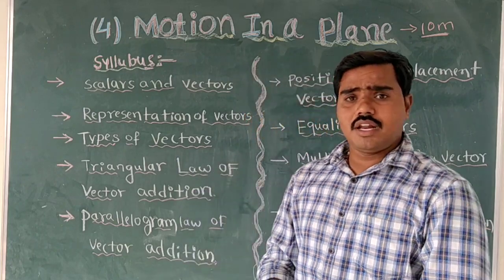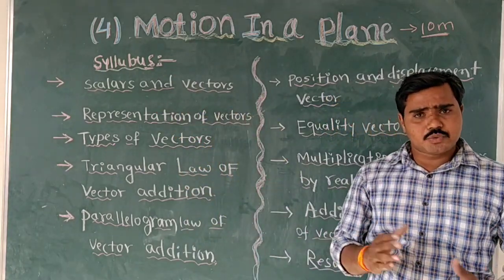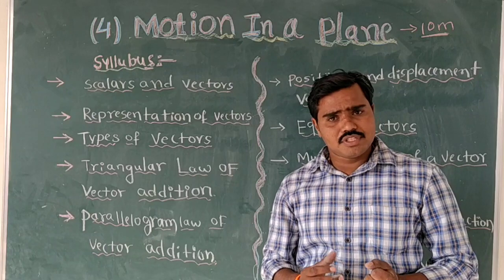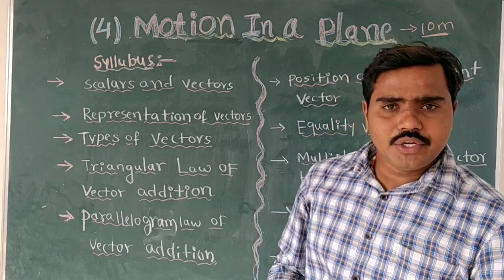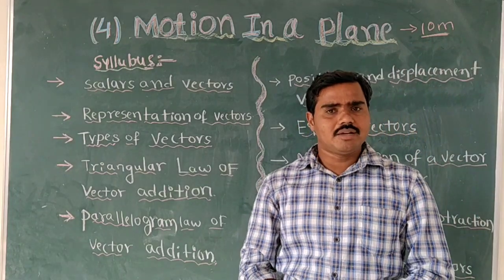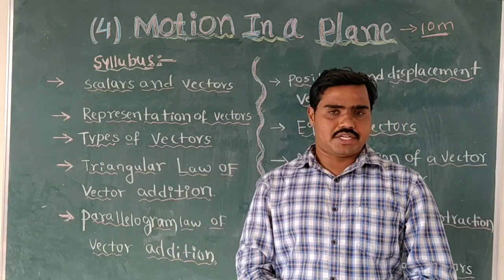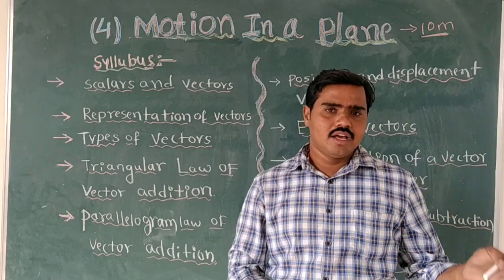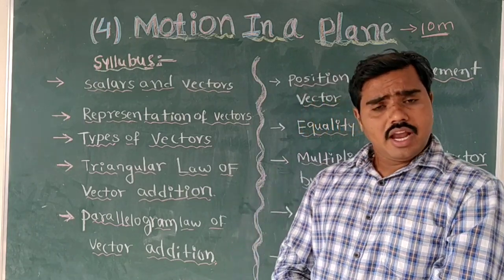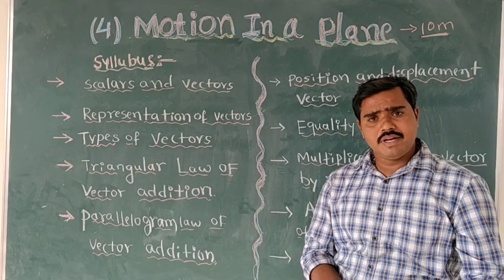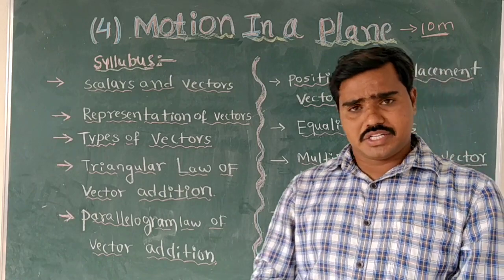In this chapter, mainly we are studying scalars and vectors. Already I explained this one. What is the meaning of scalar and what is the definition of a vector? A scalar is a physical quantity having only magnitude, no direction. A vector quantity is a physical quantity having both magnitude and direction. Examples for scalar: length, mass, time, distance. These all come under scalar quantities. Examples for vectors: displacement, velocity, acceleration. These come under vector quantities.